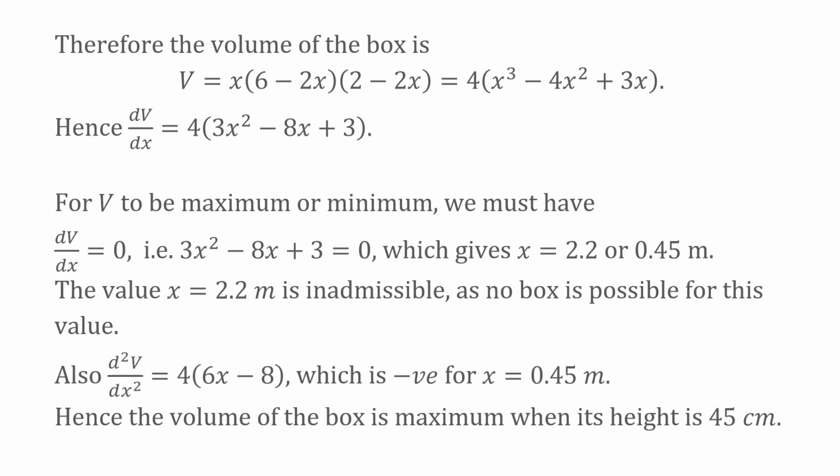Also, the second order derivative of V with respect to x is equal to 4 into (6x minus 8), which is negative for x equals 0.45. Hence, the volume of the box is maximum when its height is 45 cm.